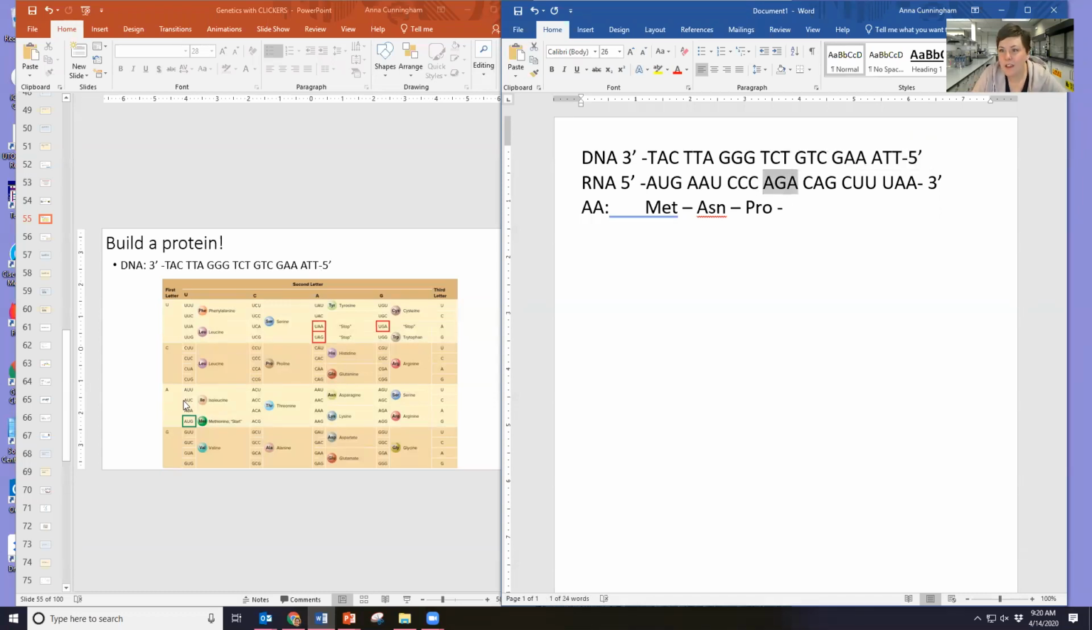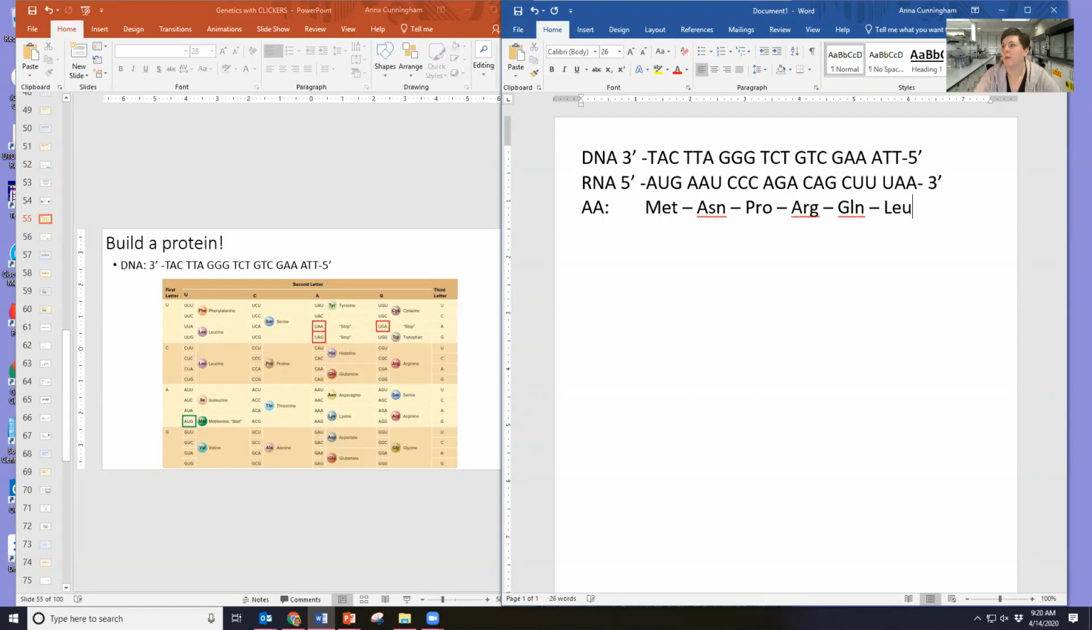AGA, which is arginine. And then we have CAG, which is glutamine. And then you have CUU right here, leucine. And then UAA, which is a stop codon.